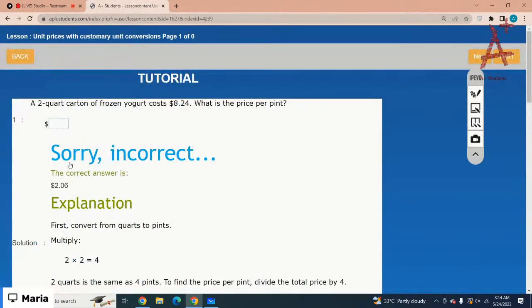Okay, a 2-quart carton of frozen yogurt costs $8.24. What is the price per pint? So basically, it is a 2-quart carton, and the price of the 2-quart carton is 8.24. You have to calculate the answer in pints. Basically, you have to do a conversion here from quarts to pints. Got it? So we know that in 1 quart we have 2 pints. So the 2 quarts are just converted into pints.